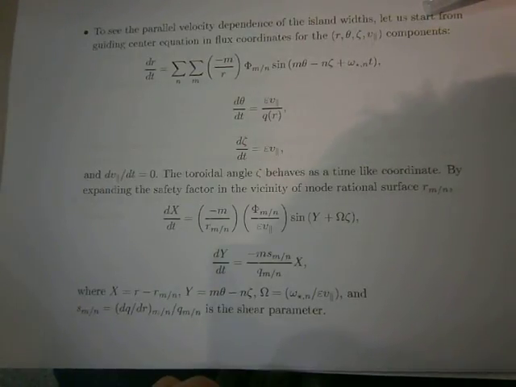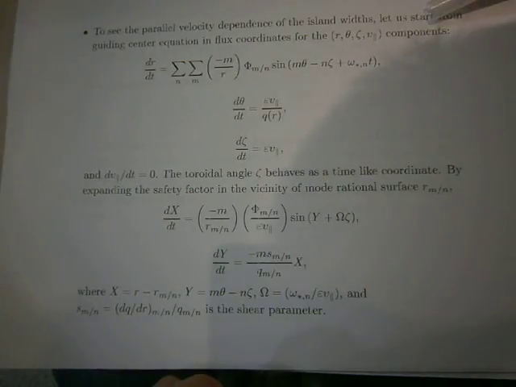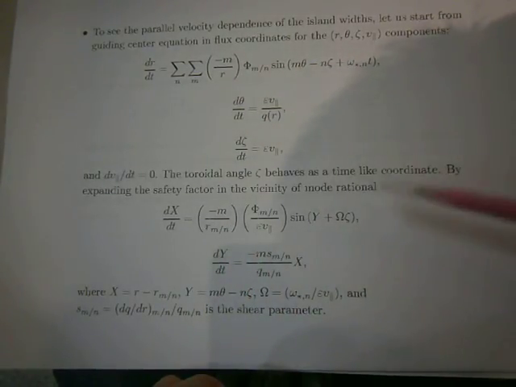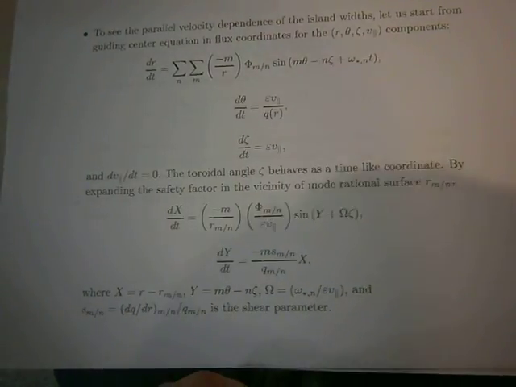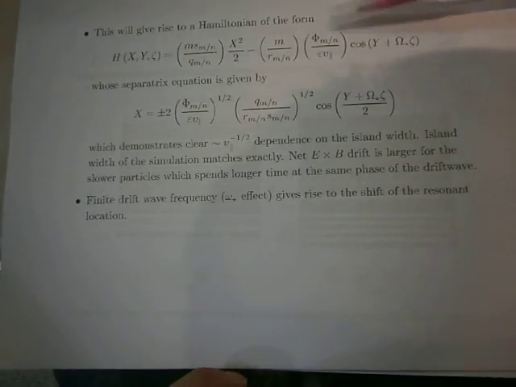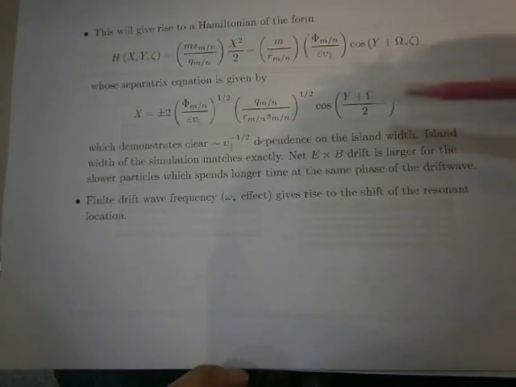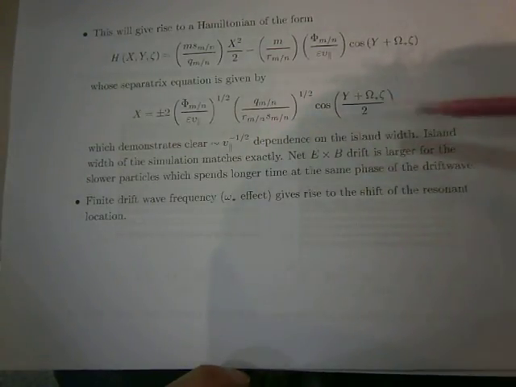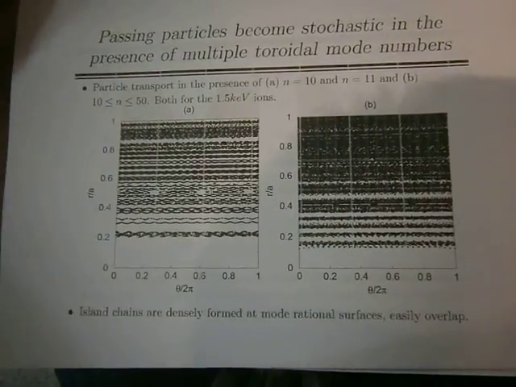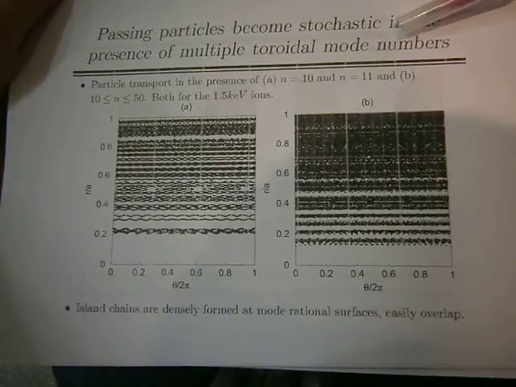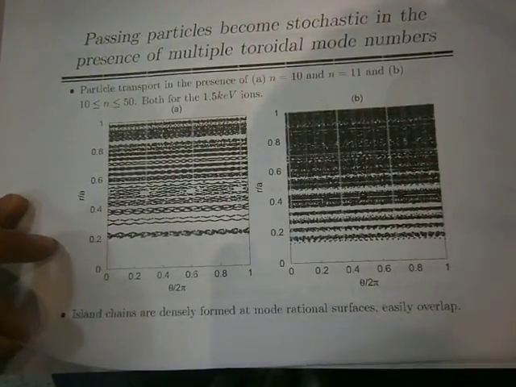Let us start from the guiding center equation, the forward coordinate for that components. And the dv is the toroidal angle behavior at the right time coordinate, but independent self factor and Western model rational surface is while is and the parameter. This is the Hamiltonian form with a separate equation given by, with demonstrated clear dependence on the Ireland-White's simulation match exactly. Trapped larger from source particle which spend longer along the same phase. The direct section frequency shifts resonant rotation. Passing particle becomes stochastic in the presence of multiple toroidal mode number particle present and both ion change depending from a mode rational surface is overlapped.